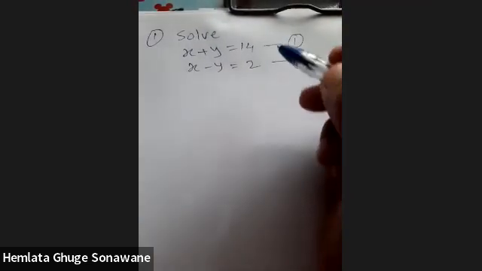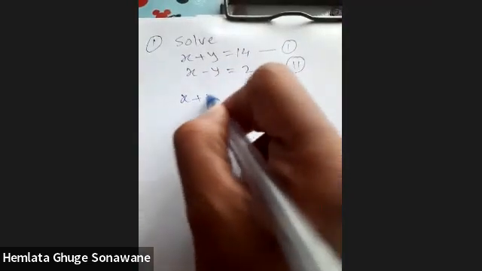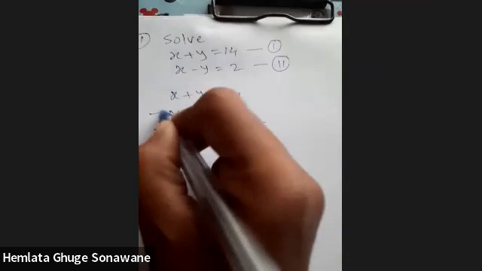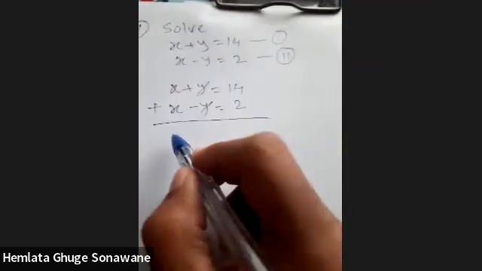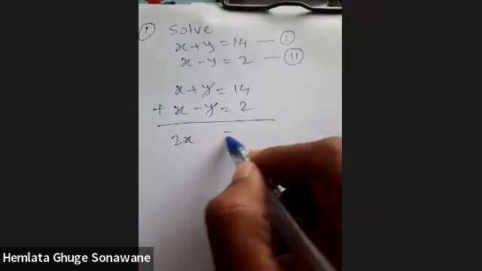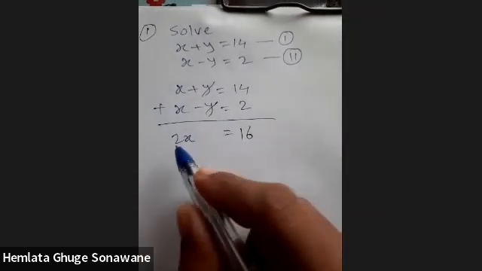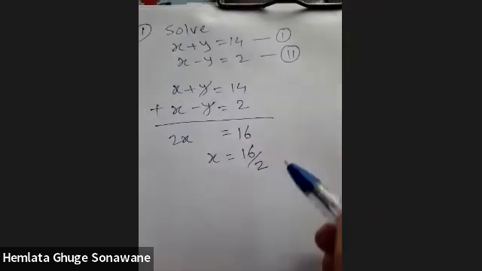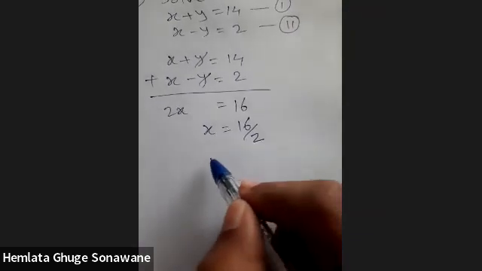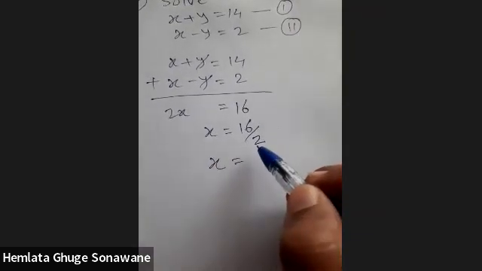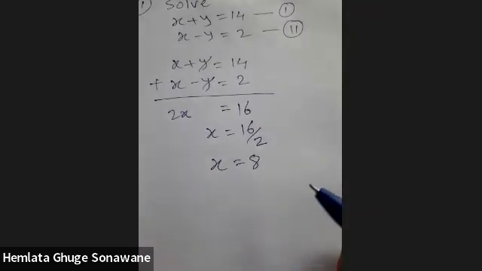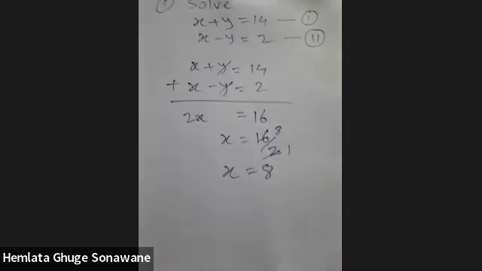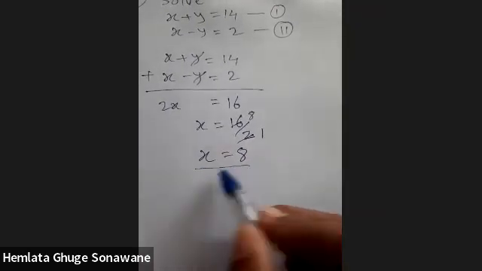Now we'll add both these equations. x plus y is equal to 14 and x minus y is equal to 2. We'll add: plus y and minus y cancel. 2x is equal to 16. Now this 2 divides to the right-hand side, so 16 upon 2. We'll divide 16 by 2. It becomes 8. Okay, 2 ones are 2, 2 eights are 16. Now we have got the value of x as 8.